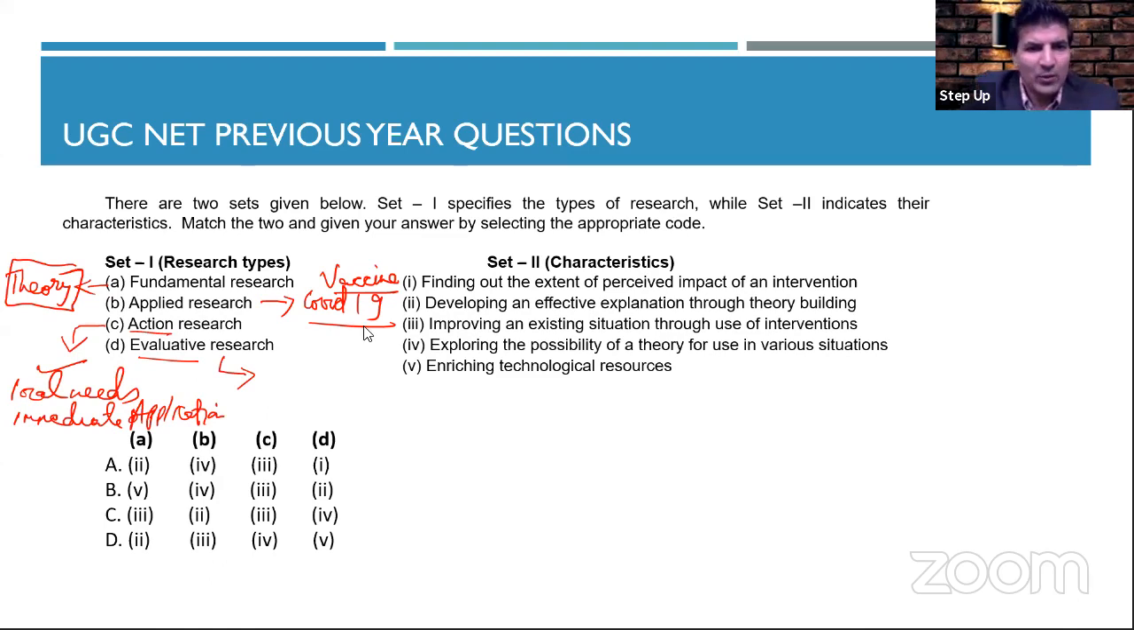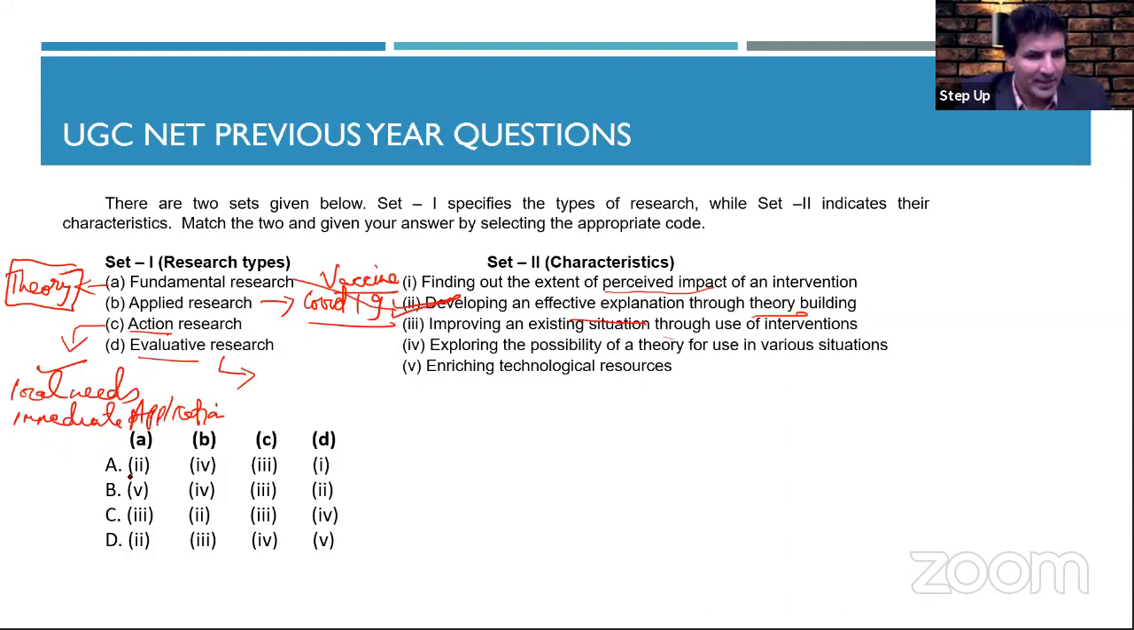Okay. Now let's look at the options. So fundamental research. It says finding out the extent of perceived impact of an intervention. That doesn't look like fundamental, it looks more like evaluative. Okay. Developing an effective explanation through theory building. Oh, absolutely right, you're explaining something through theory building. That means I know for sure that A is 2, right? This is matching with 2, so A is 2.